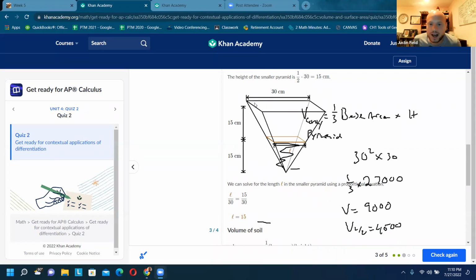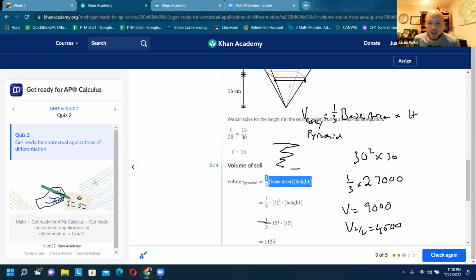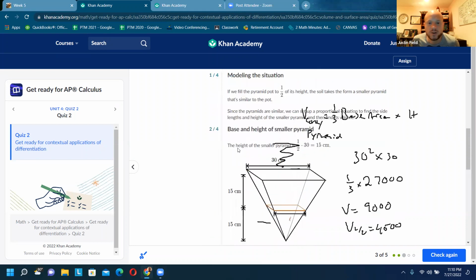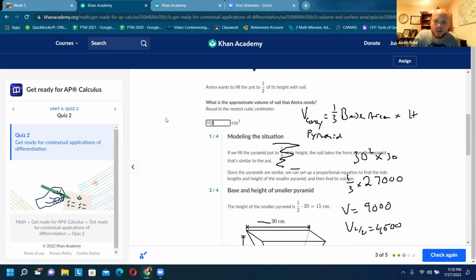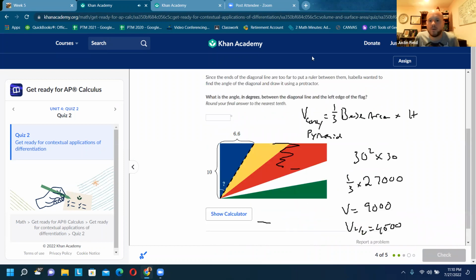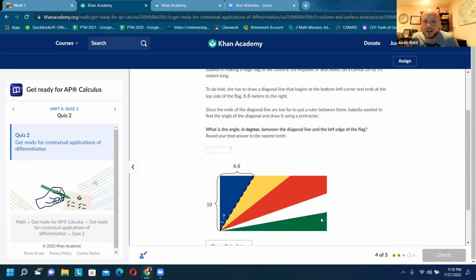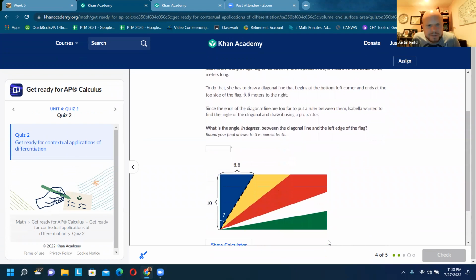So now you can see that I found the volume of a 30 by 30, but if we're only going halfway up, then it's only going to be a base area of 15, and then also a height of 15. But then don't forget the 1/3, and everything else would have been fine. 1,125. Even the great Mr. Field gets one wrong sometimes. But just make sure you understand your answer.